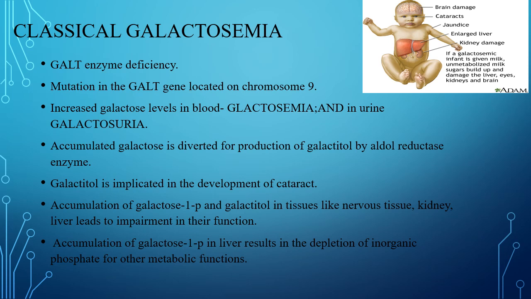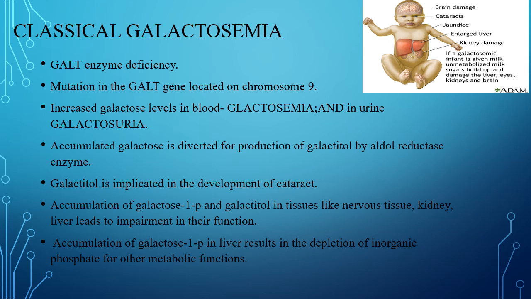In the brain, there may be delayed growth and development. The patient may have mental retardation. In the eyes, the baby may have cataract. The liver may be enlarged, they may have hepatomegaly, and they may have renal damage because of accumulation of galactose.